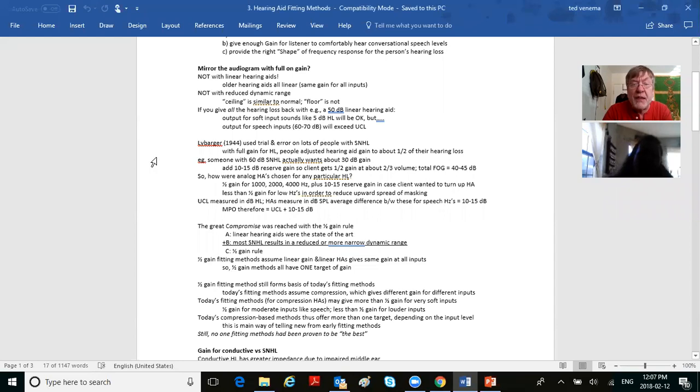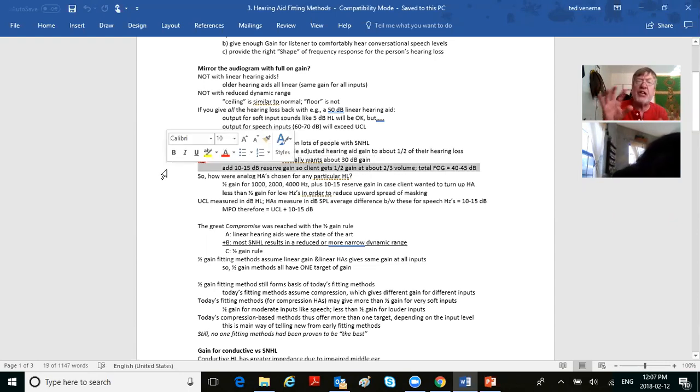Someone with 60 dB sensory neural loss actually wants 30 dB of gain. But they want that for speech inputs, not soft inputs, not loud inputs, average speech inputs. And then he would add about another 10 to 15 dB reserve gain so the guy could crank up the volume if he wanted to. And ideally, the trick was have the hearing aid volume about a half to 2/3 up. That means the guy's got a little bit of headroom. He's got a little bit of room to go up if he wants to.